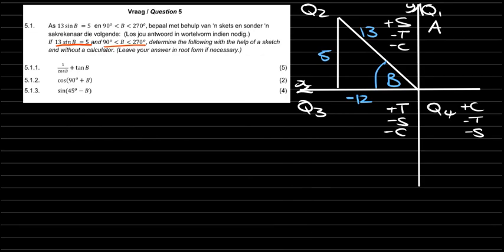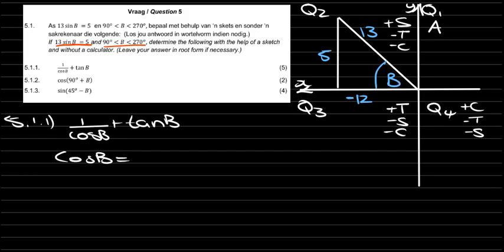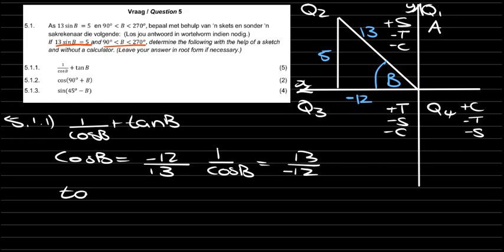Okay, so the first question, 5.1.1, says determine 1 over cos b plus tan b. Okay, so we know that cos b equals minus 12 over 13. So 1 over cos b will equal 13 over minus 12. We also know that tan b is equal to the opposite, which is 5, over the adjacent, which is minus 12, sorry. So this gives us 5 over minus 12.